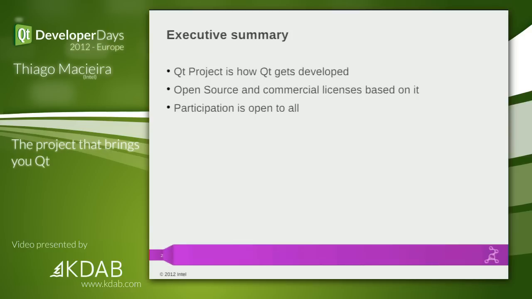So this is how Qt gets developed. It is an open source project that is creating also the commercial release. It is creating the full release for everybody. And participation is open to all, hopefully very easily, right?